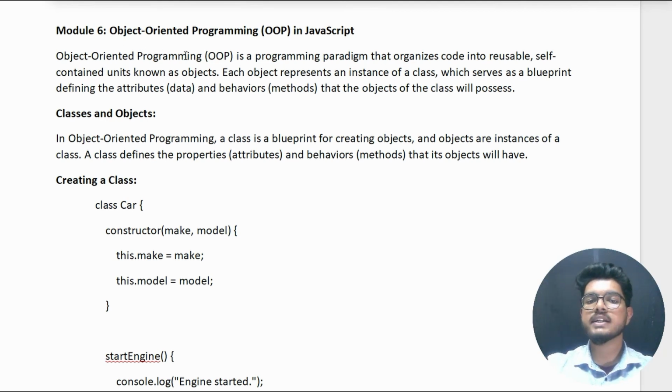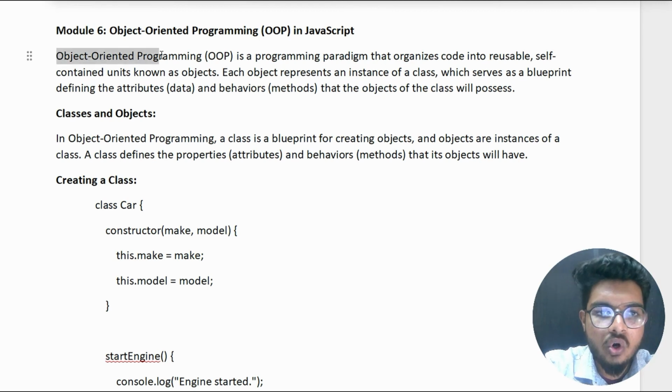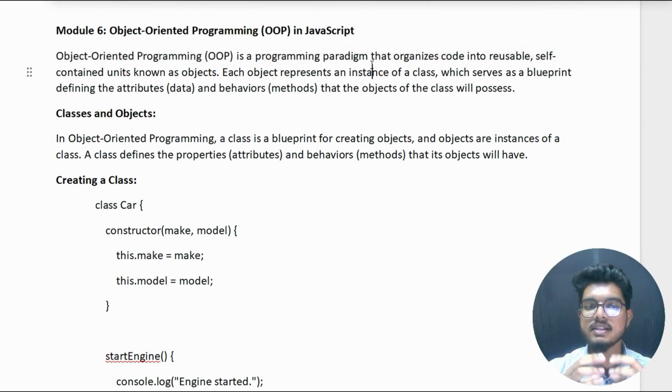See, what is object-oriented programming in JavaScript, or what is OOPS in general? OOPS is a programming paradigm, that is an approach, that organizes code into reusable self-contained units known as objects. Do not worry, these are a bit complicated terms. I'll simplify this for you. First of all, let's read this completely. Each object represents an instance of a class, which serves as a blueprint defining the attributes (data) and behavior (methods) that objects of the class will possess.